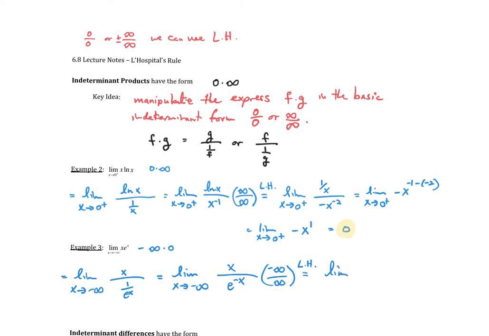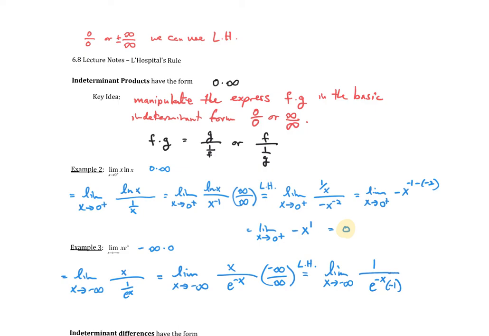I take the derivative of the numerator. The derivative of x is just 1. I take the derivative of the denominator. When you take the derivative of the denominator, don't forget that we want to use the chain rule. The inside function is negative x. So the derivative of the outside function is e to the something. You keep the inside, which is negative x, and multiply by the derivative of the inside. The derivative of negative x is negative 1.